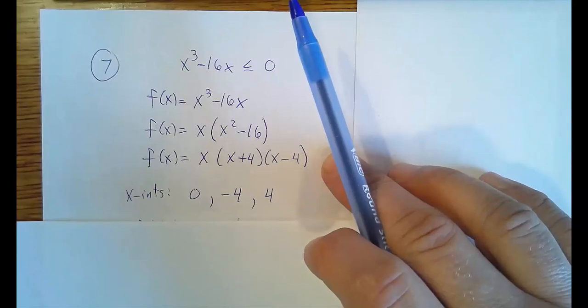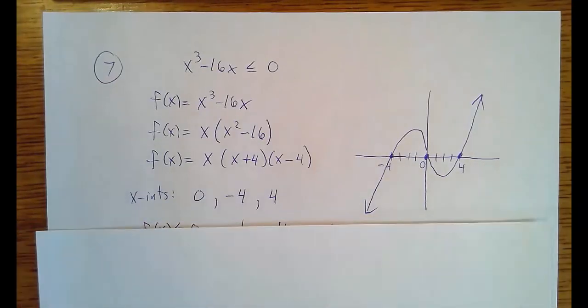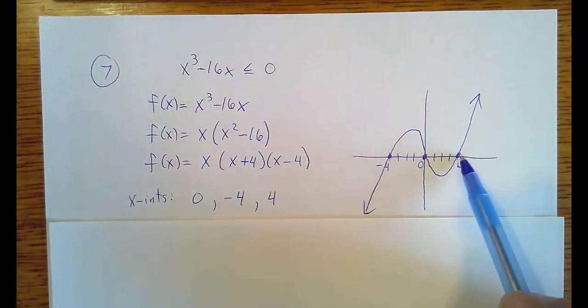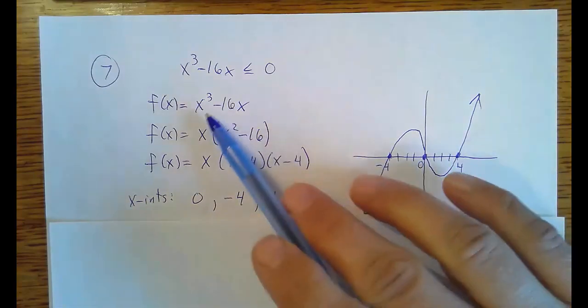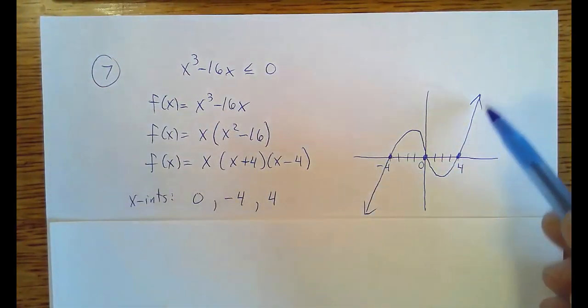So when we look at this function, we can put together a sketch of the graph now. We have three x-intercepts at -4, 0, and 4. A cubic polynomial with leading coefficient +1 would go down to the left and up to the right.